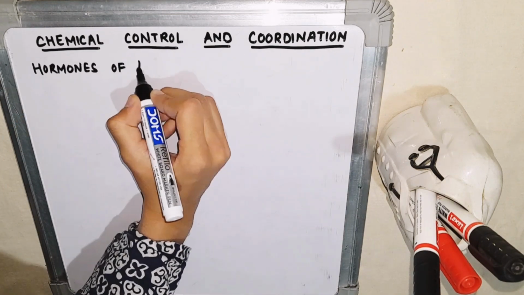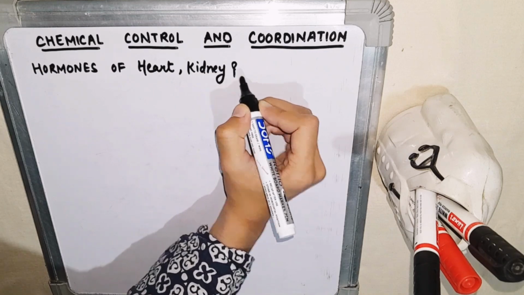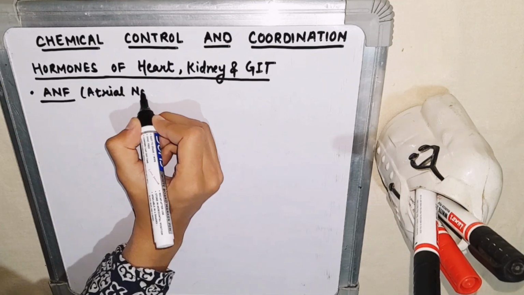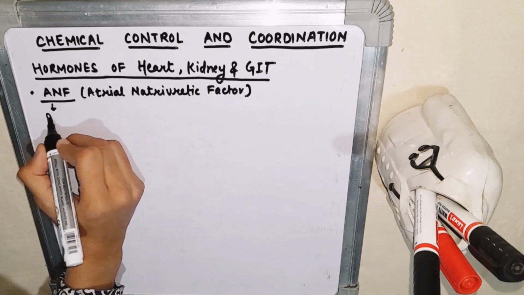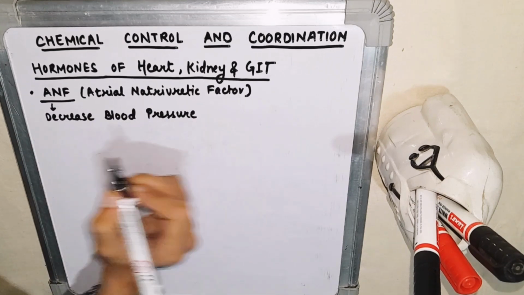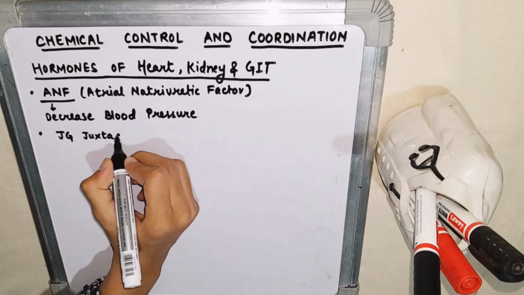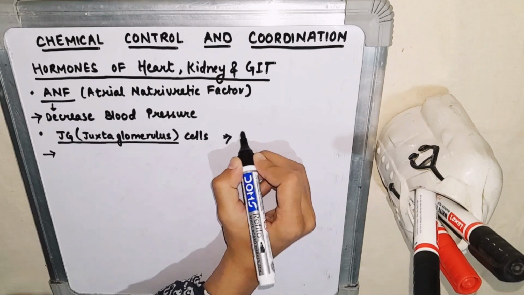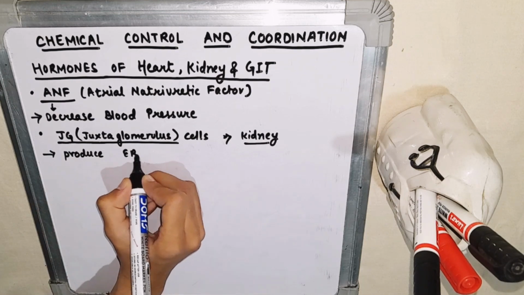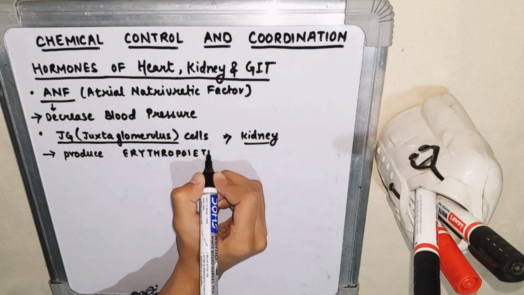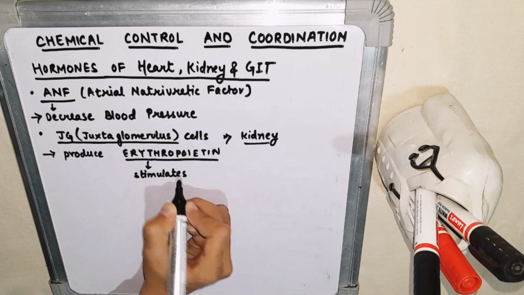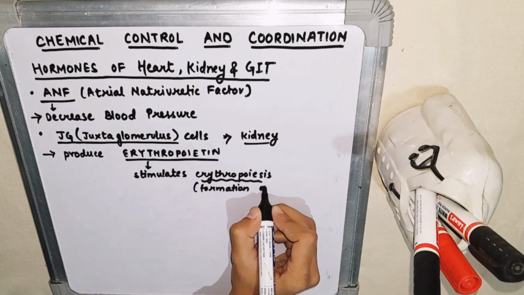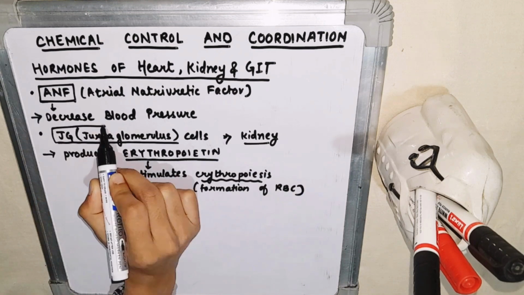A very important topic is the hormones of the heart, kidney and the gastrointestinal tract. The first hormone is the atrial natriuretic factor. The function of ANF is to decrease the blood pressure. The next are the juxtaglomerular cells or JG cells. These are present in the kidney and they produce a hormone known as erythropoietin. This erythropoietin stimulates the process of erythropoiesis, that is the formation of RBCs.